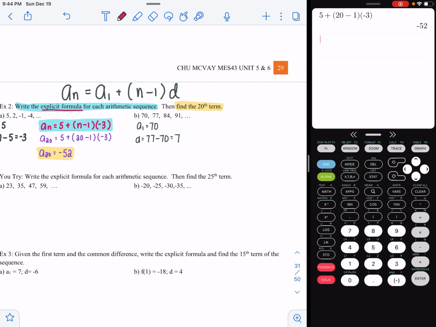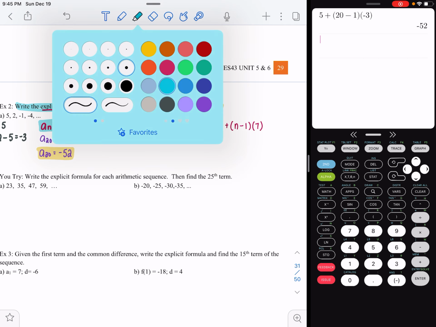Okay, let's see if I can plug in to find my formula now. So AN, to find any term, is going to be A1, which is 70, plus parentheses, n minus 1. I don't know what n is yet, right, because this is just the formula, times our common difference, which is 7. So that is our formula.